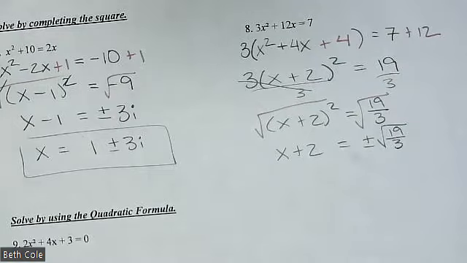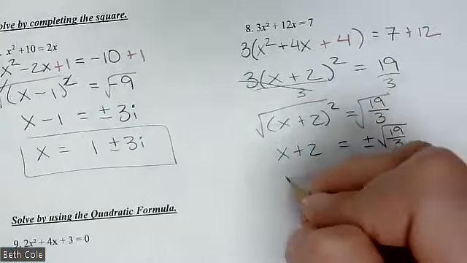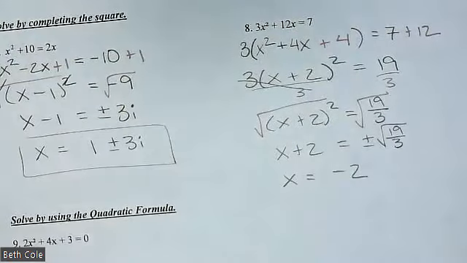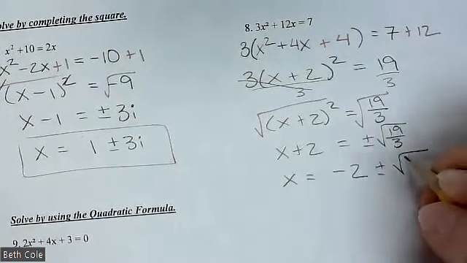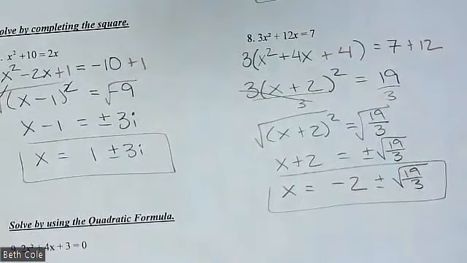And then what's your last step? Good. And the minus 2 should go where? In the front. So it's -2 plus and minus square root of 19 thirds, which is a great answer.